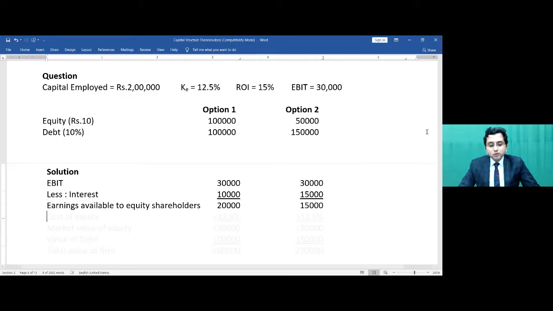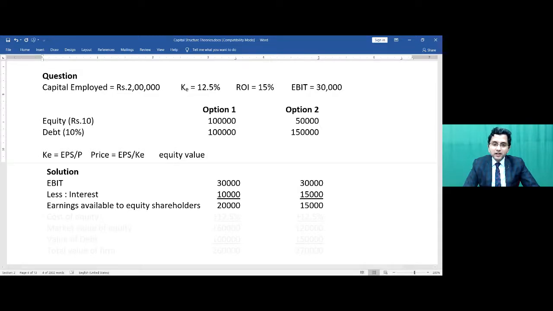Now, if you try to recall, there is one formula: cost of equity is equal to EPS divided by P. Or you can say that the price is equal to EPS divided by cost of equity. This is for one share. EPS divided by cost of equity will give you the market price for one share.